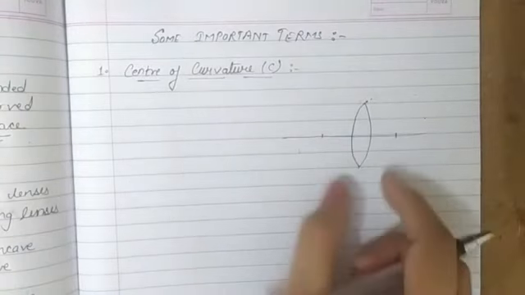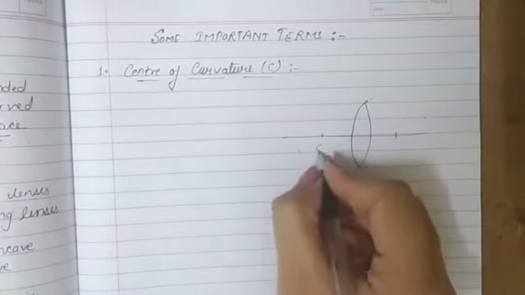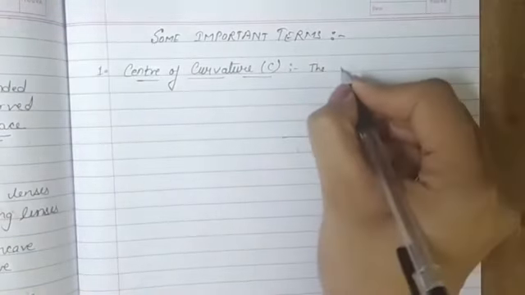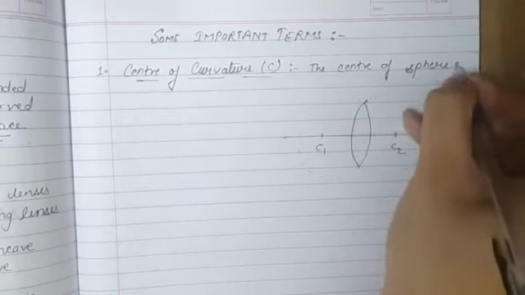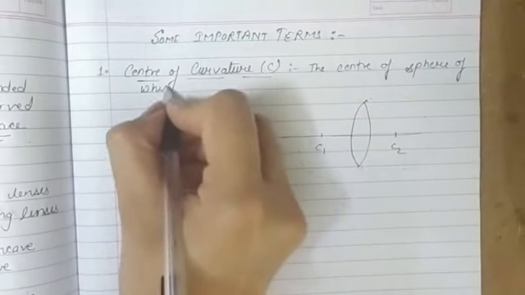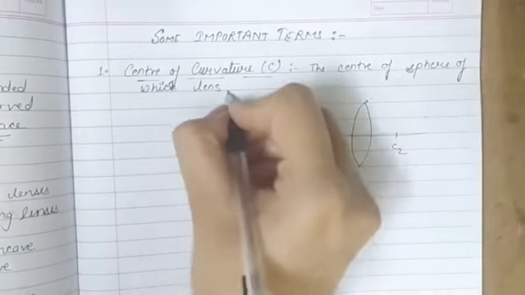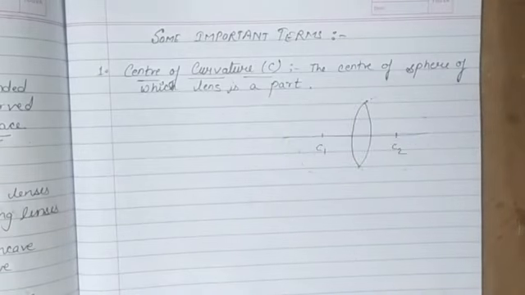So there are two centers of curvature for a biconcave or a biconvex lens, and we term them as C1 and C2, right? So we can define center of curvature as the center of the sphere of which the lens is a part. The sphere of which the lens surface is a part, the center of that sphere is called center of curvature.